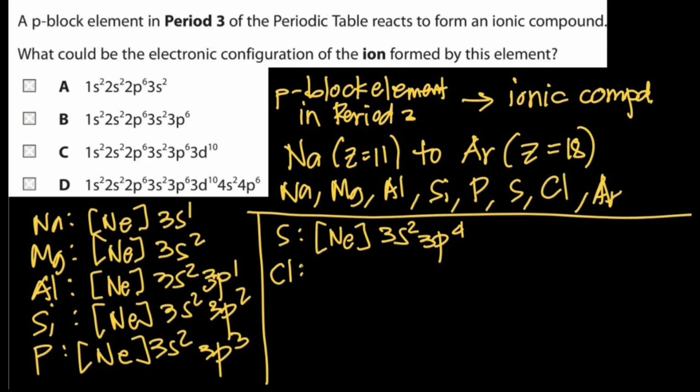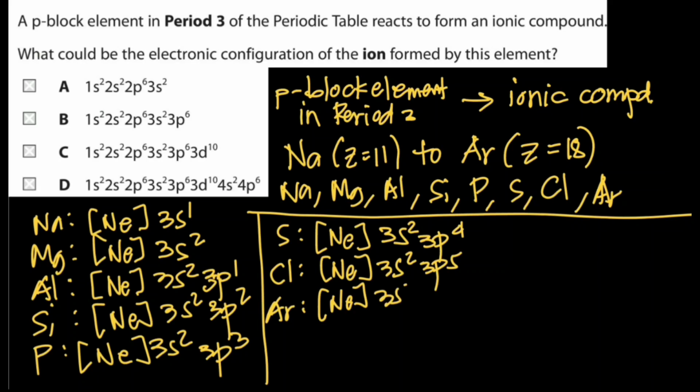Then we have chlorine. This one is 3s2, 3p5. And then we have argon. Argon is 3s2, 3p6. All right, so these are the p-block elements in period 3.